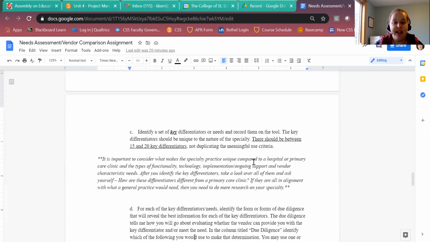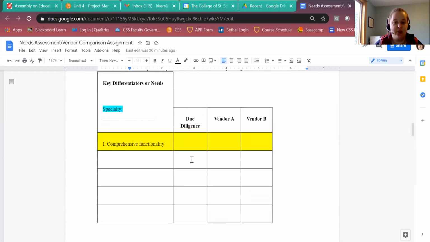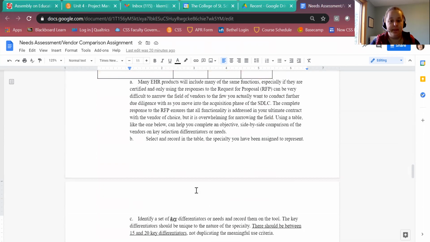And so many of these, you would maybe have more than one form of due diligence. So go ahead and list the numbers in this column of due diligence, okay? All right.